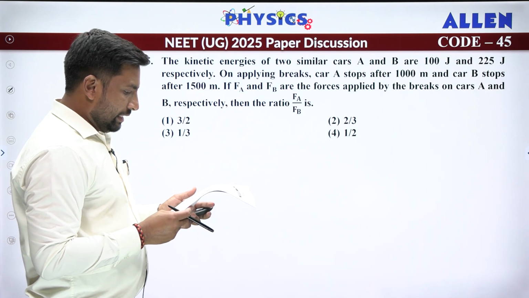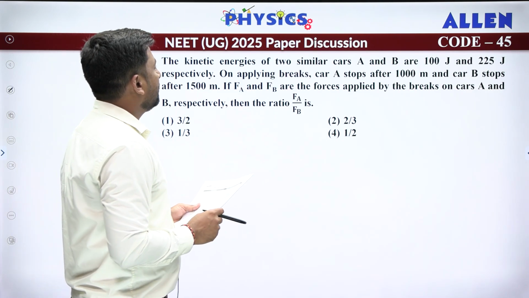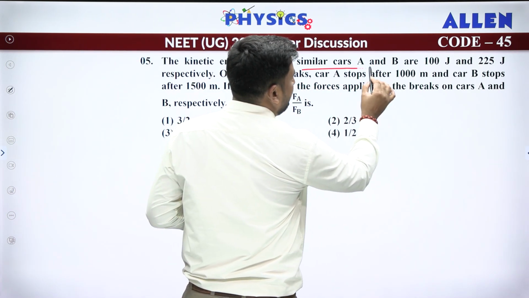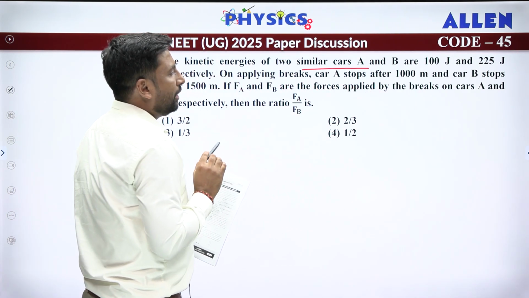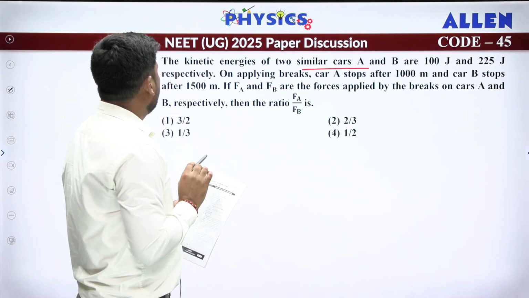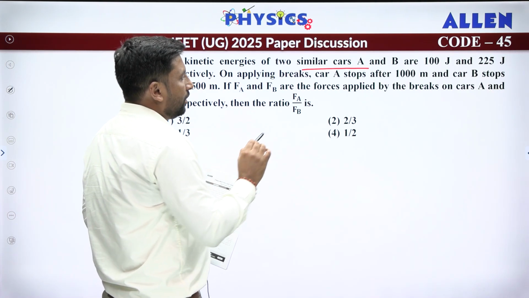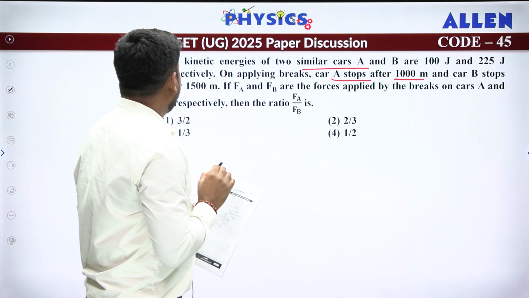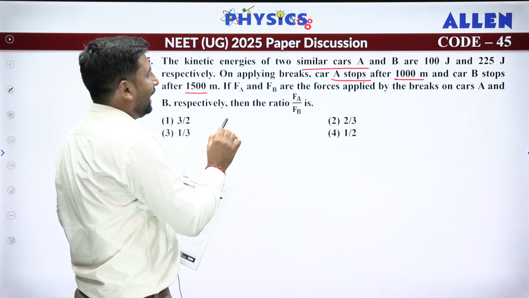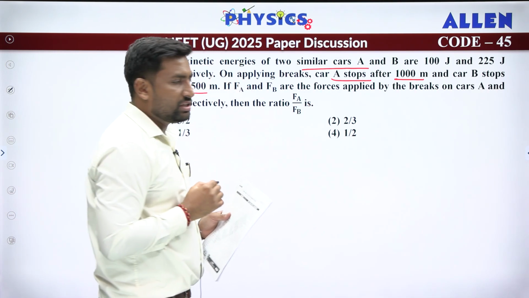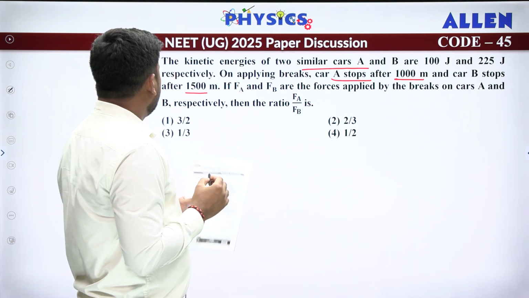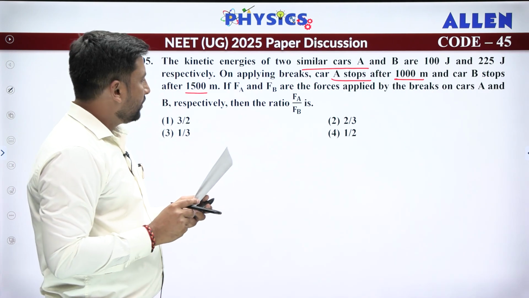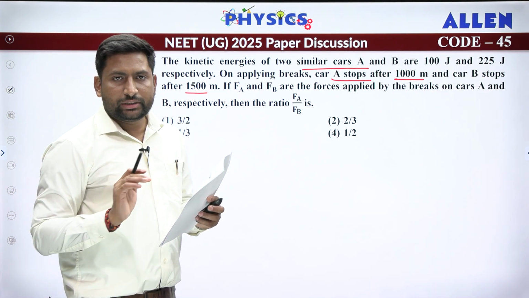Now, let's move to the next question. The kinetic energies of two similar cars A and B are given to us, 100 joule and 225 joule. On applying the brake, the cars stop after traveling 1000 meter and 1500 meter respectively. FA and FB are the forces, which we have to take as constant forces. We have to find the ratio of FA to FB. That is based completely on the work energy theorem.